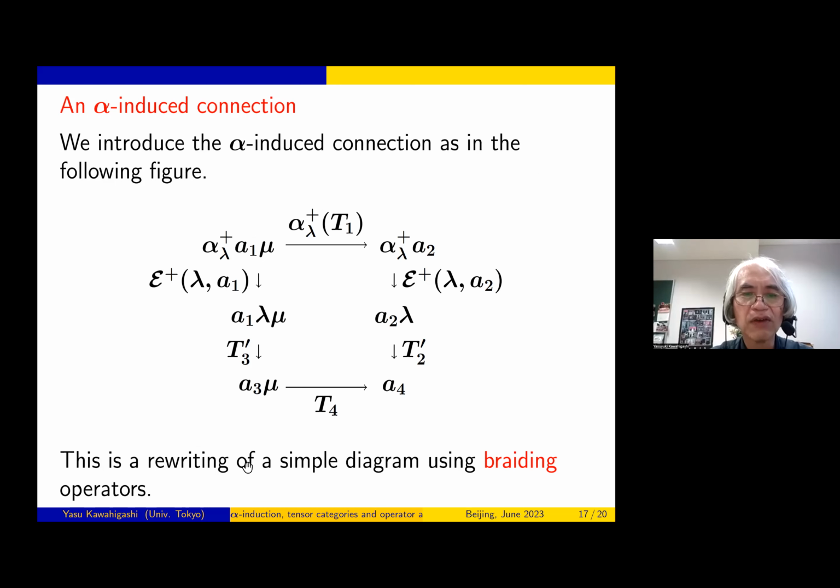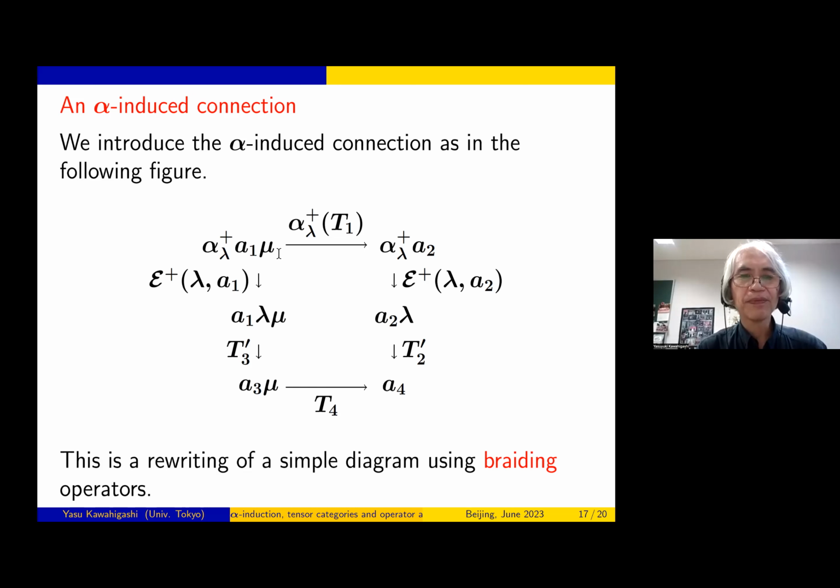So here we have alpha plus lambda. On the upper left corner, our object is alpha plus lambda, and A1, mu, and A1 and mu are some other endomorphisms.